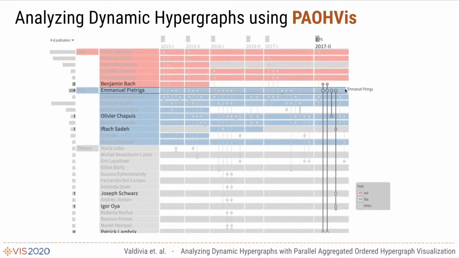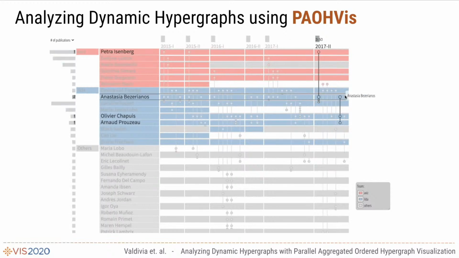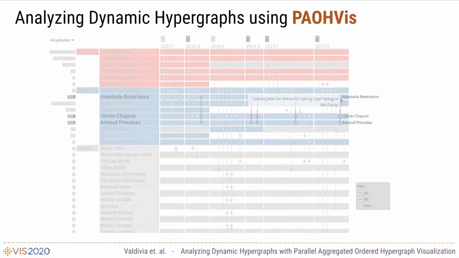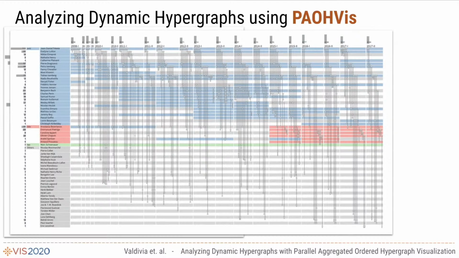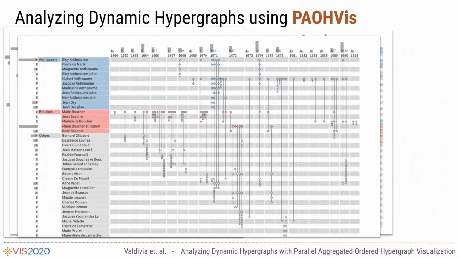We designed the layout for readability. VIS shines with mid-size hypergraphs and it allows detailed analysis. We tested VIS successfully using publication datasets and data from historical documents.